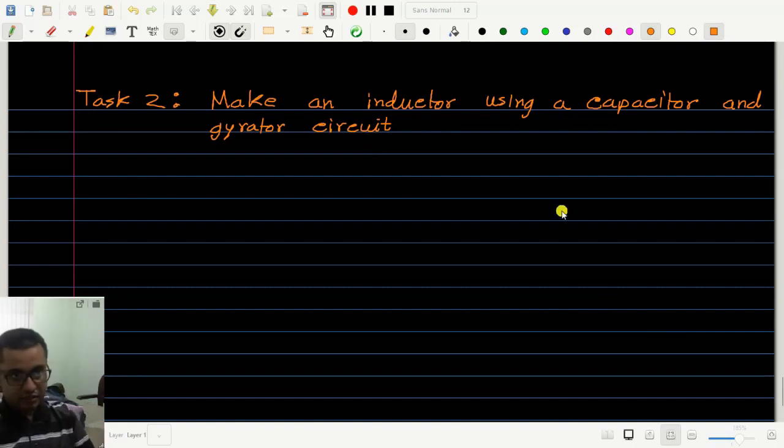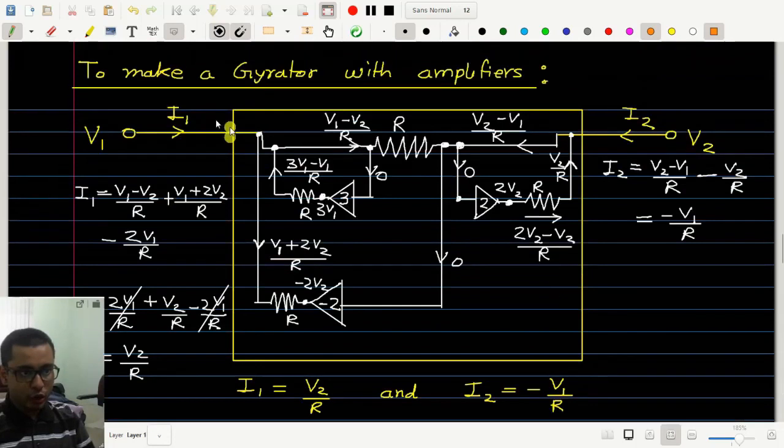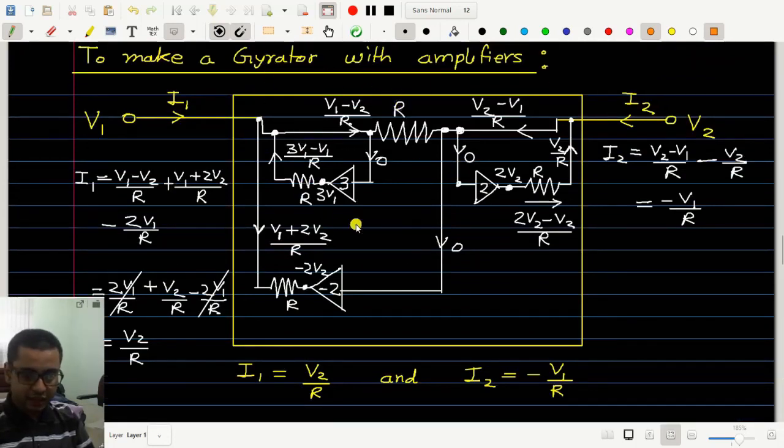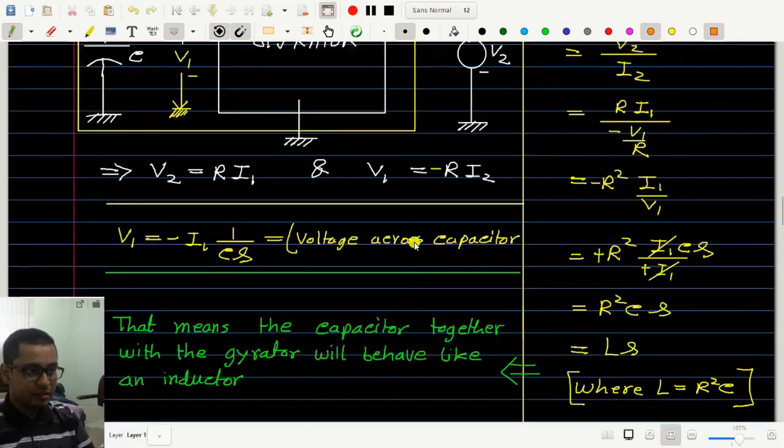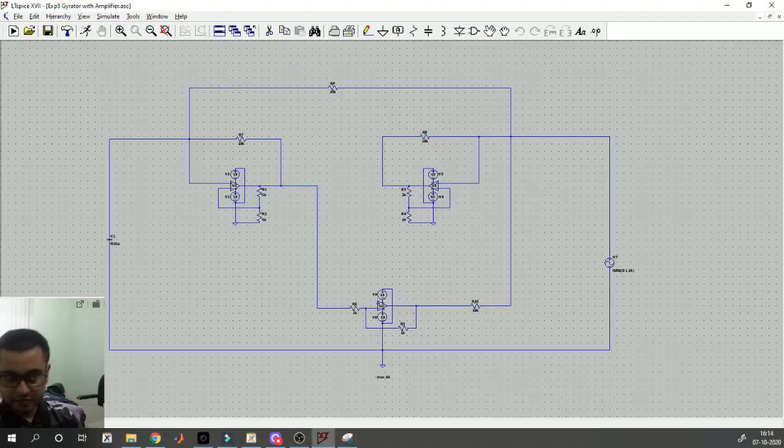Now here we have shown you how to make a gyrator using amplifiers, and you can make amplifiers with op-amps that we have shown. So make a gyrator circuit like this, and then you can turn a capacitor to behave like an inductor. Okay, let me show you how it works.